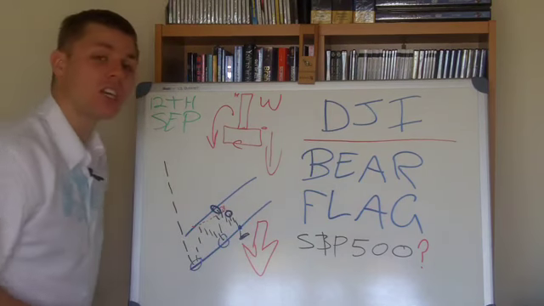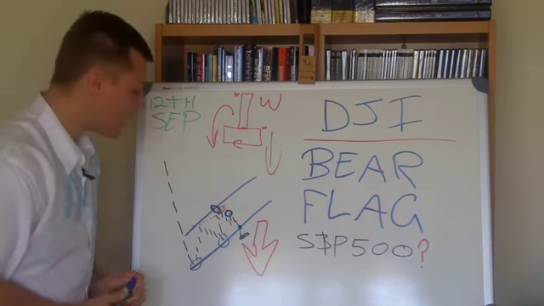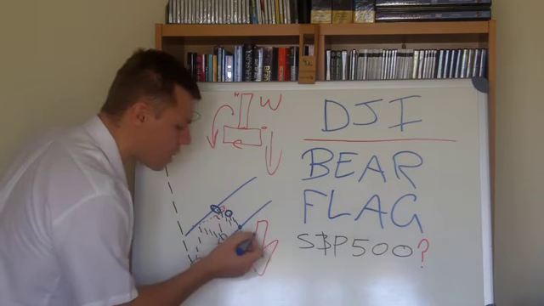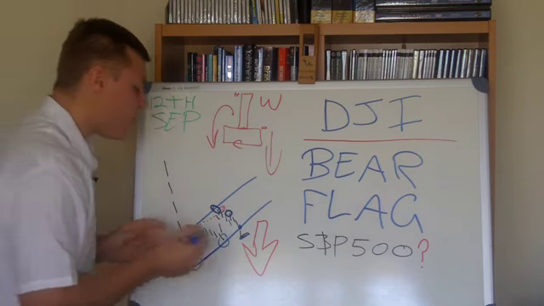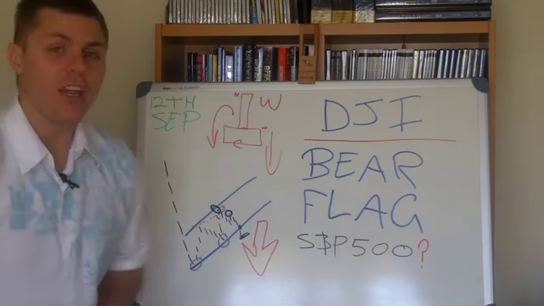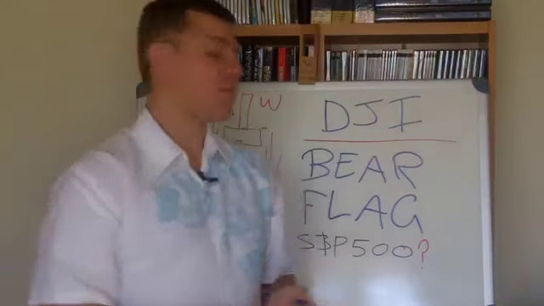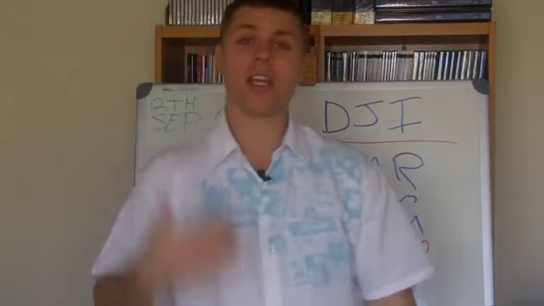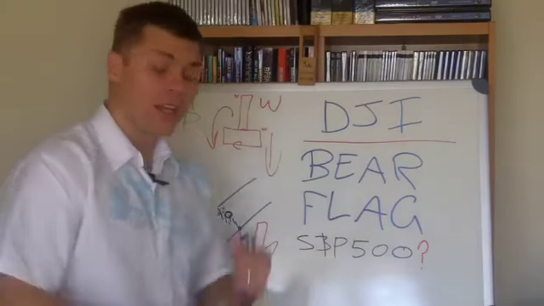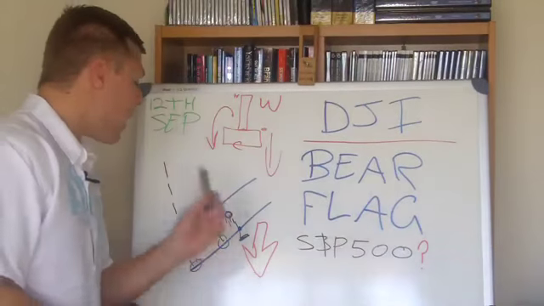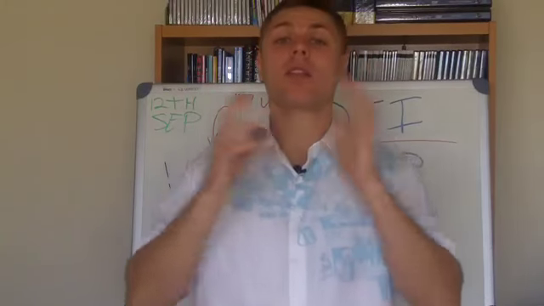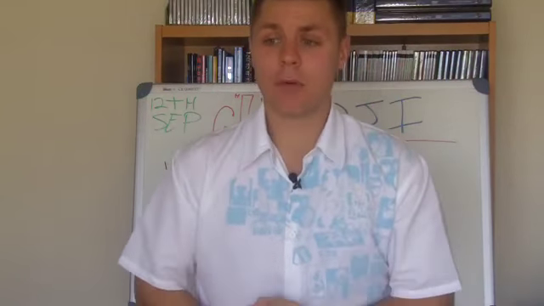The Dow Jones Industrial Average, the top 30 stocks in the United States, has actually broken it and closed below the bear flag. That is a very bearish sign. If we do see the S&P break that support line, which we should see tonight or tomorrow night, then the markets look like they're going to have a big down week this week.